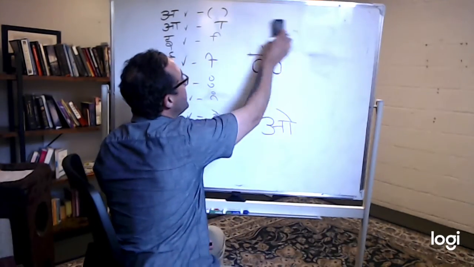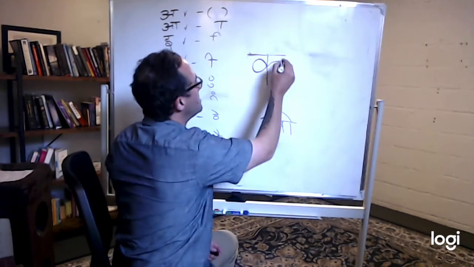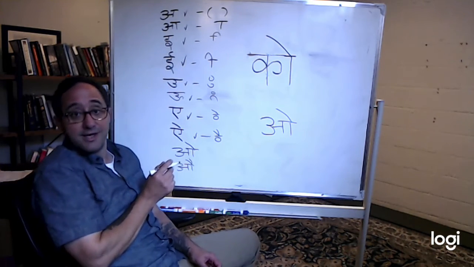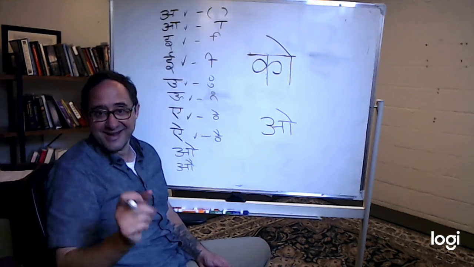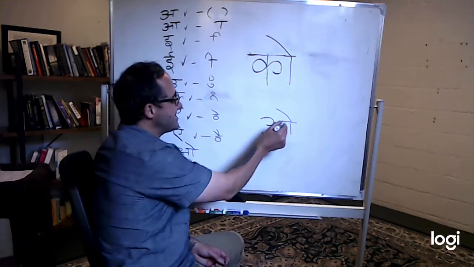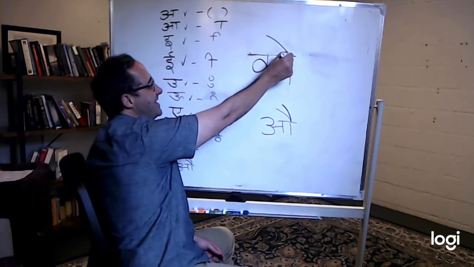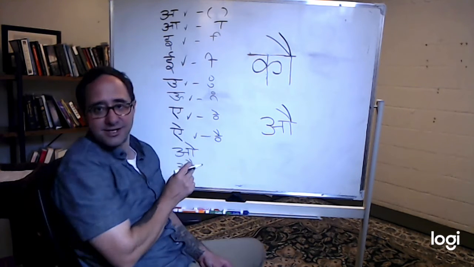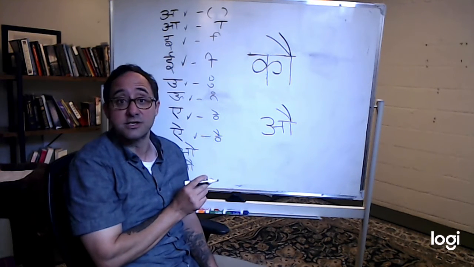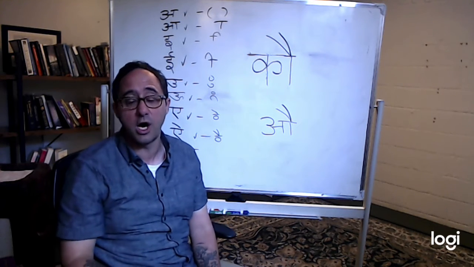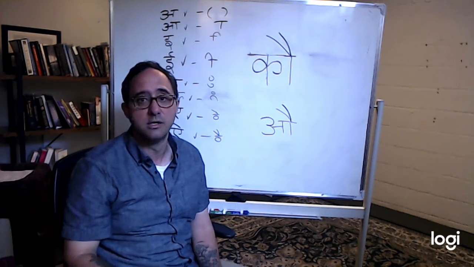But if I want to make ko, here I go. How do I make it ka? What do you think? Isn't this ah? What do you think I do? You got it. Ka. Ka. It's more like ah. Ka. Ka.